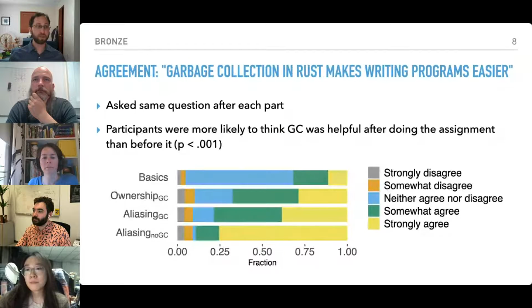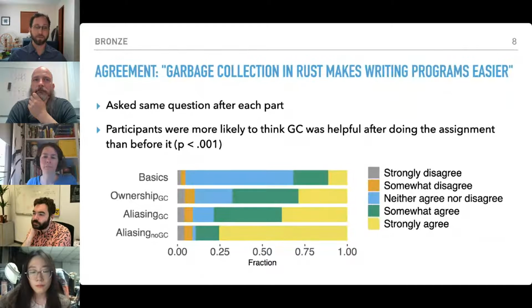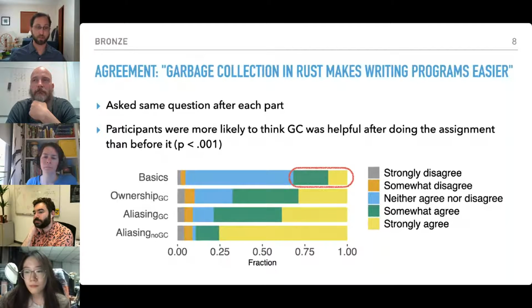We asked them to what extent they agreed, this is only the participants who used garbage collection, with the statement, garbage collection in Rust makes writing programs easier. And you can see participants were more likely to think garbage collection was helpful after doing the assignment than before it. But here's what's kind of interesting. So if you look at the yellow and green bars representing agreement, initially about a third of people thought it would be helpful before using the garbage collector at all.